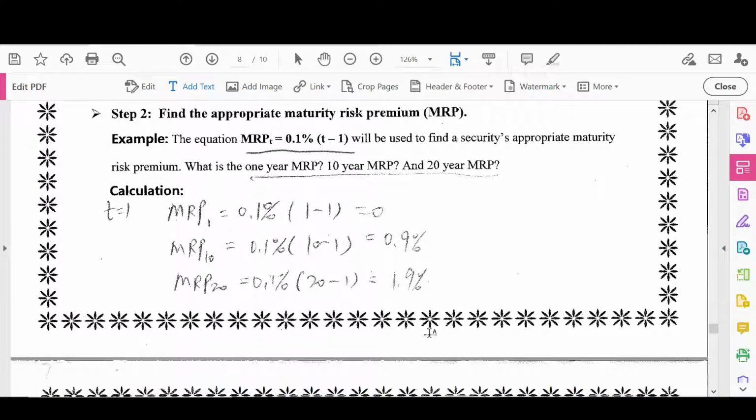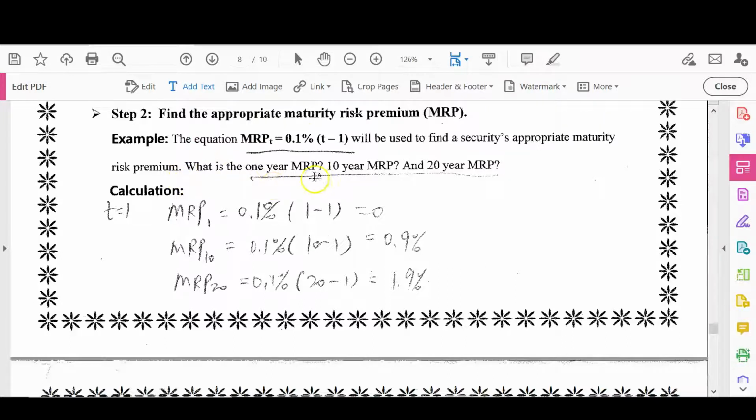All right, step 2 of constructing a yield curve. Remember step 1, we calculated IP using the average of the inflation rates over the n years. For MRP, maturity risk premium, the longer term the bond is, the higher the MRP is. Here we have an example where the equation given for MRP for bonds with T years is 0.1% multiplied by T minus 1. This is the equation we will be using to find a security's appropriate maturity risk premium.